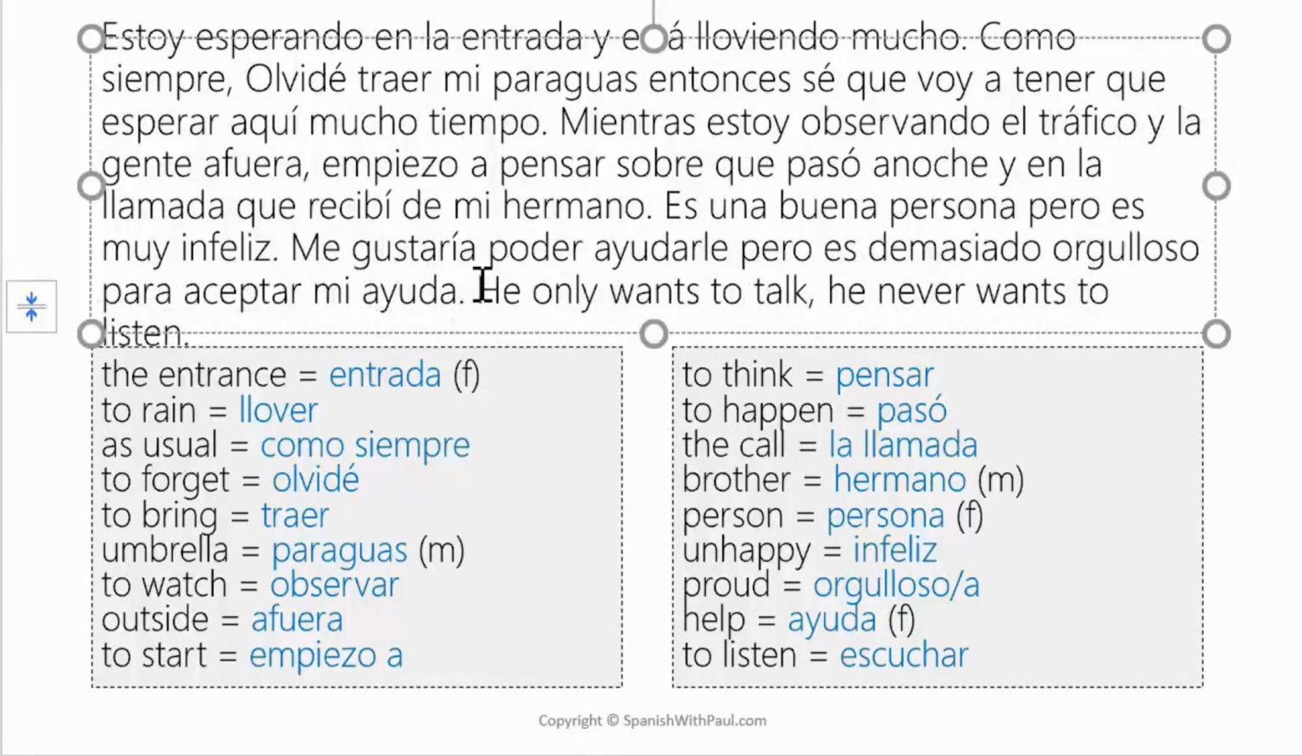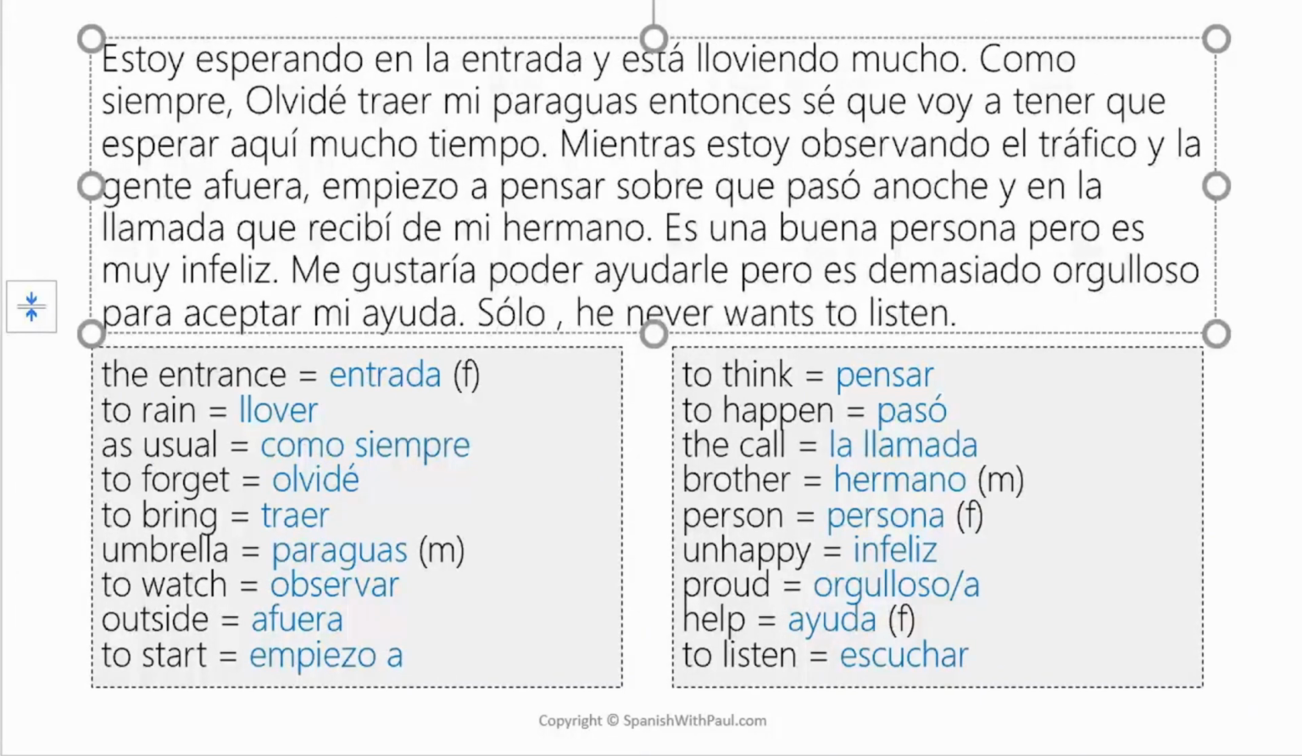Now we have more modal verb structure. So he only wants to talk. This only would come at the front. So solo quiere hablar. And then he never wants to listen. The word never would again come at the front. So nunca quiere escuchar.